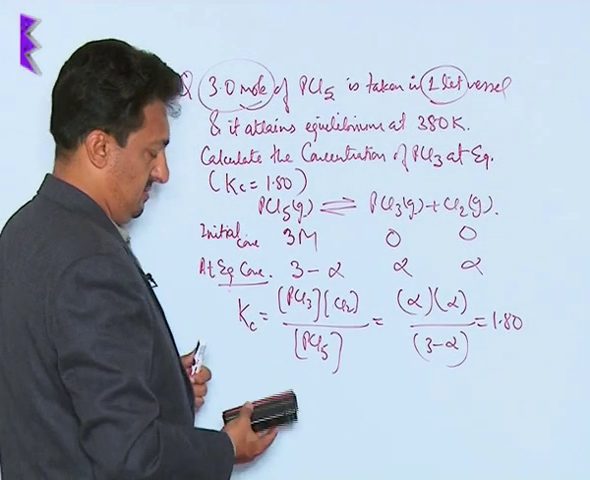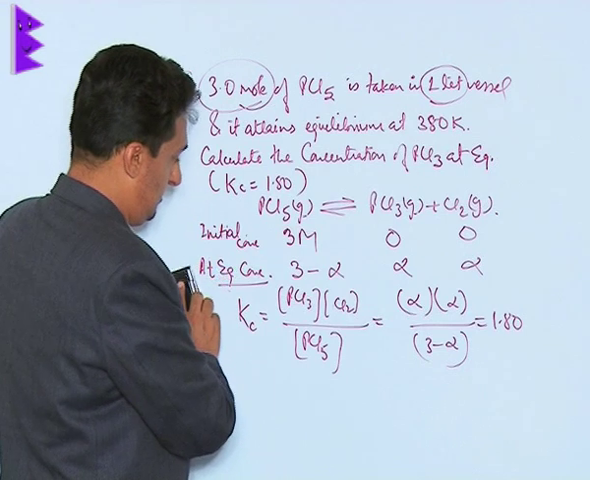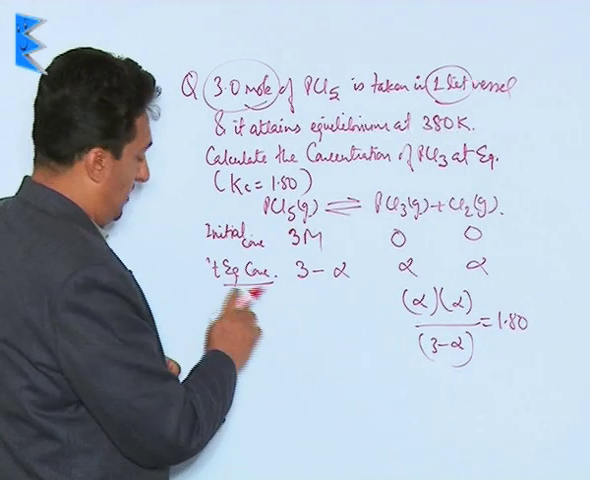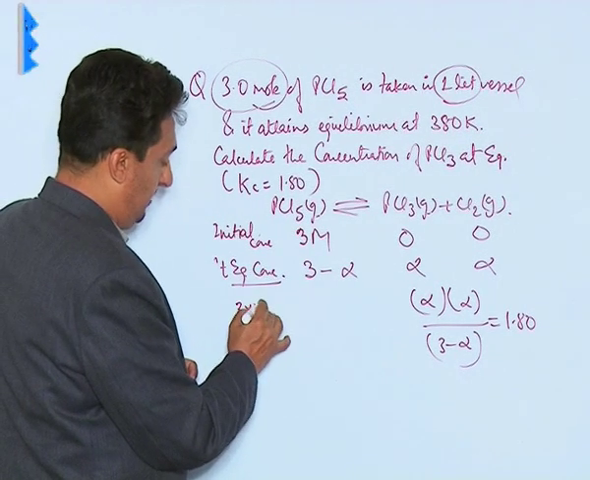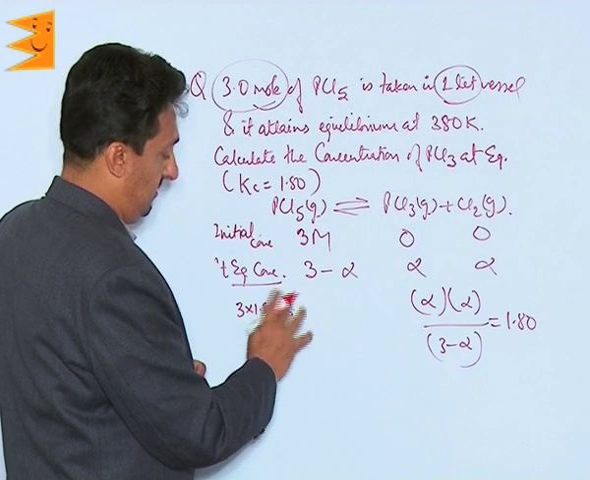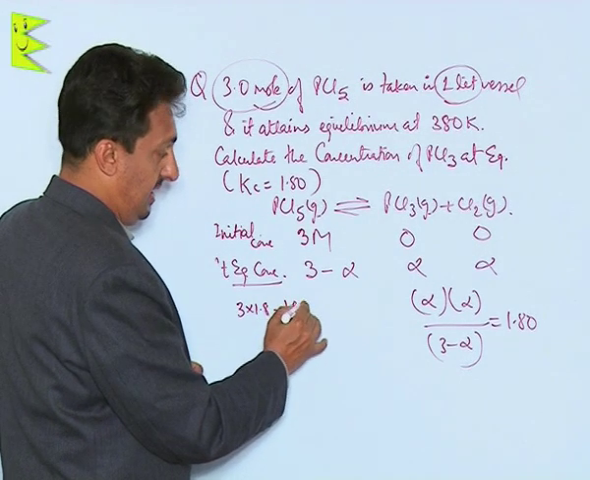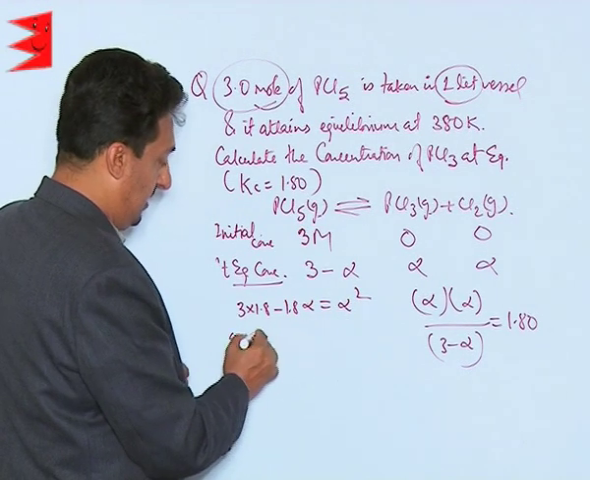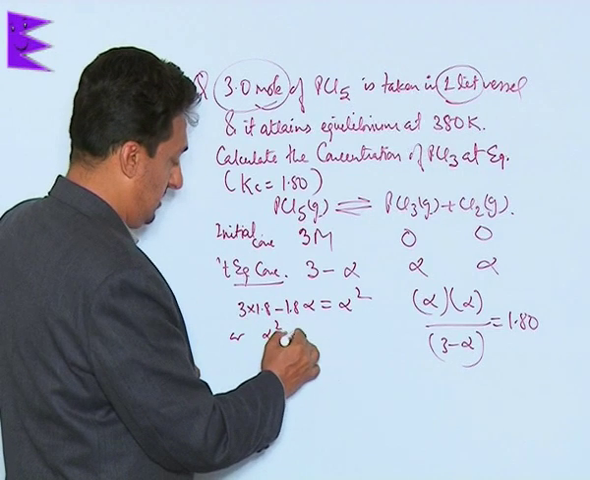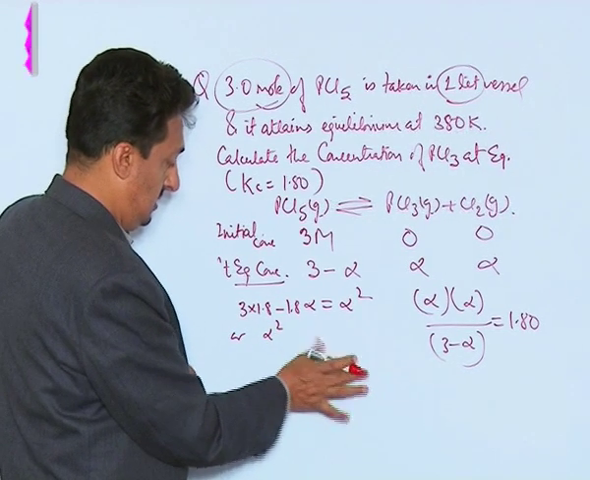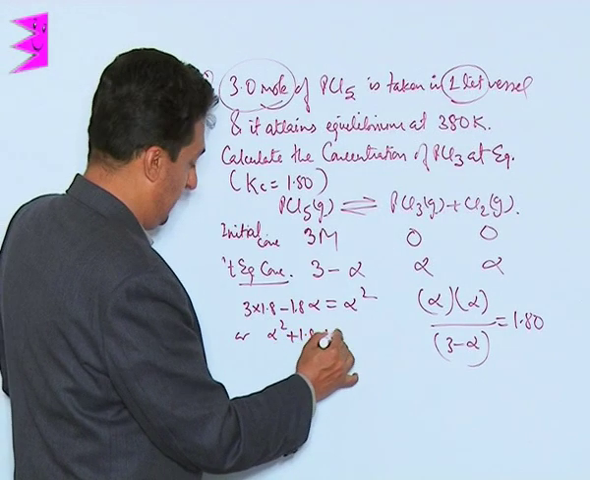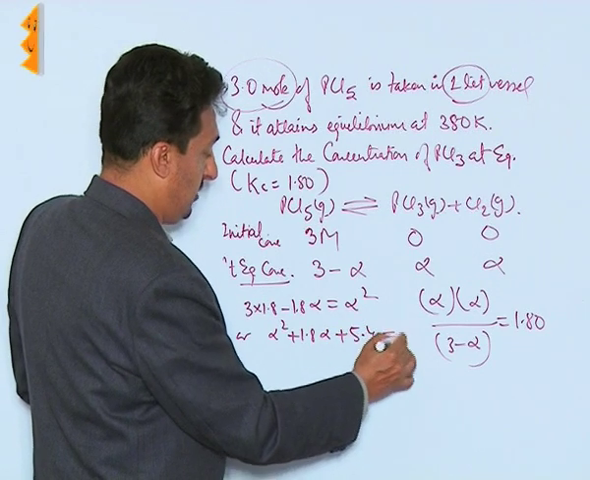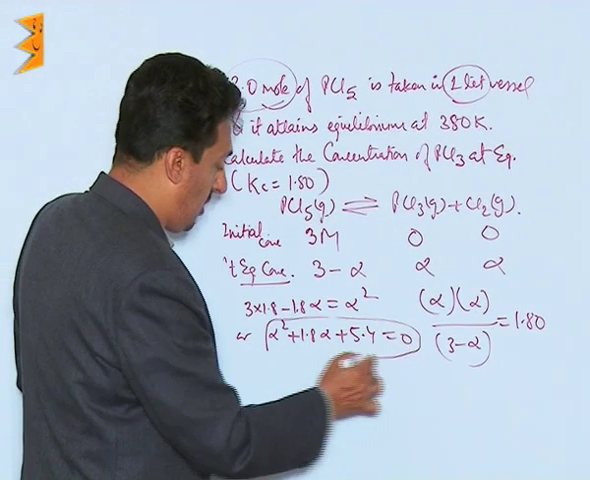Now how to proceed further? Let us see here. On solving this, what we get is, it will be 3 into 1.8 minus 1.8 alpha equal to alpha square. Or you can write it down as alpha square plus 1.8 alpha minus 5.4 equal to 0. Now this is a sort of a quadratic equation you have.